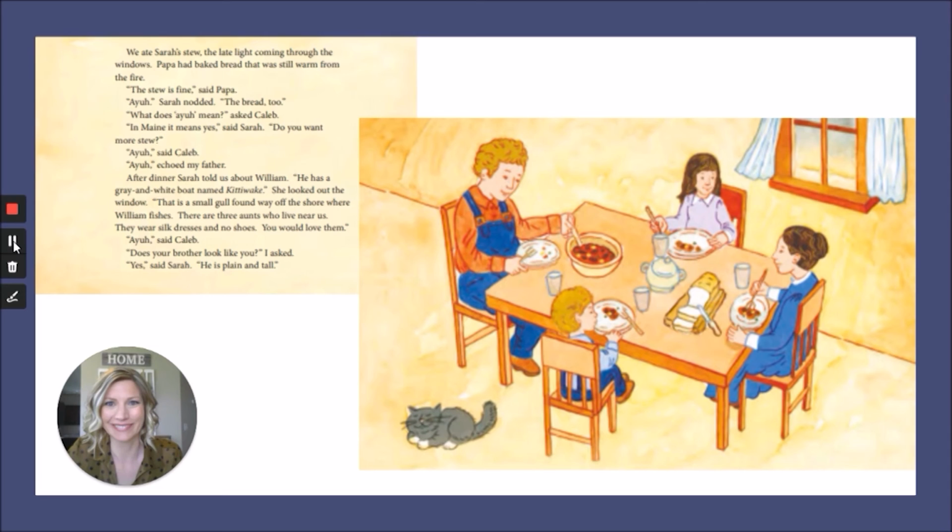After dinner, Sarah told us about William. He has a gray and white boat named Kittiwake. She looked out the window. That is a small gull found way off the shore where William fishes. There are 3 aunts who live near us. They wear silk dresses and no shoes. You would love them. "Yeah," said Caleb. "Does your brother look like you?" I asked. "Yes," said Sarah. "He is plain and tall."